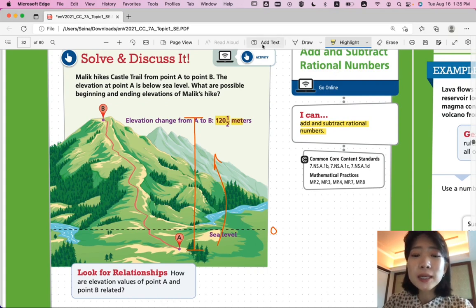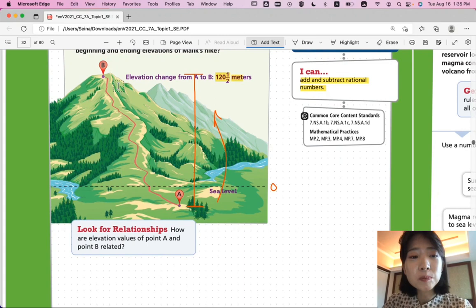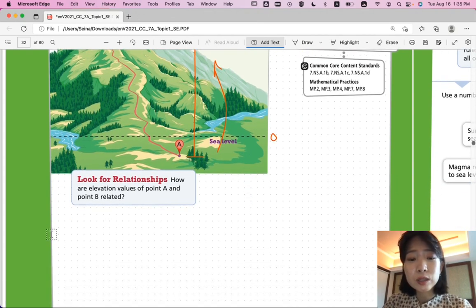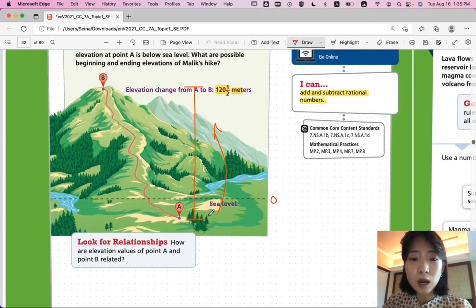Okay, so let's pick a number. A reasonable number for A. It's below sea level, so we have to start with negative number. It cannot be positive, but we can choose any negative number. So compared to B, it looks like A is closer to sea level. So let's not choose a big negative number. We can maybe choose a negative 10. How about we choose negative 10?